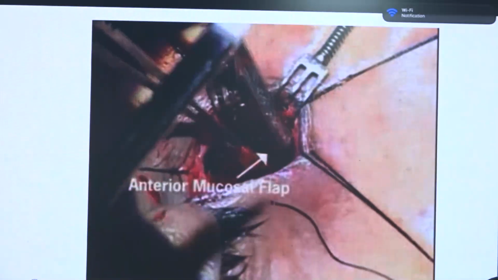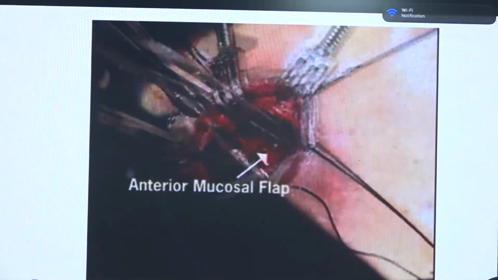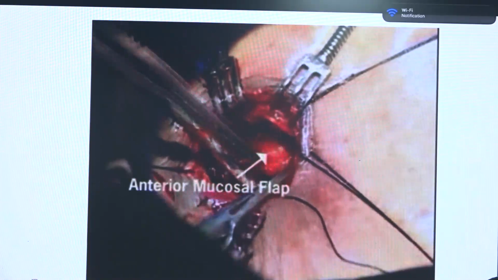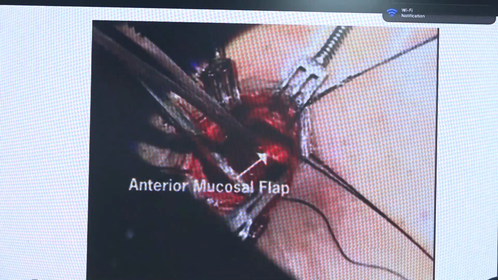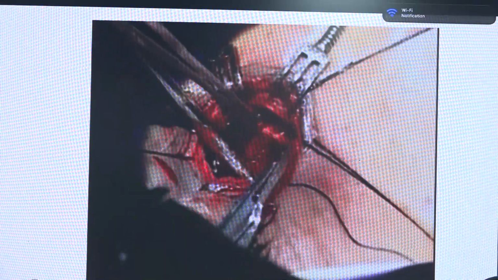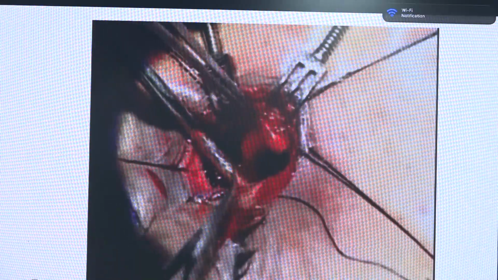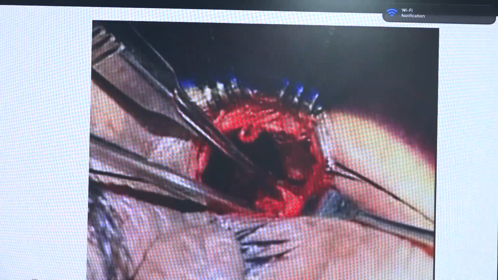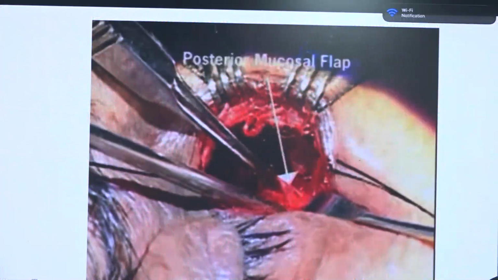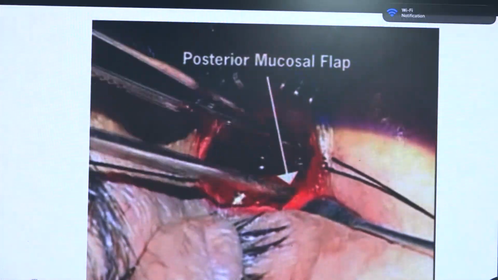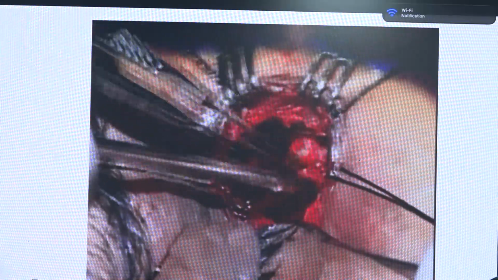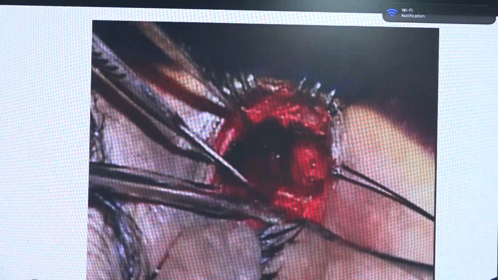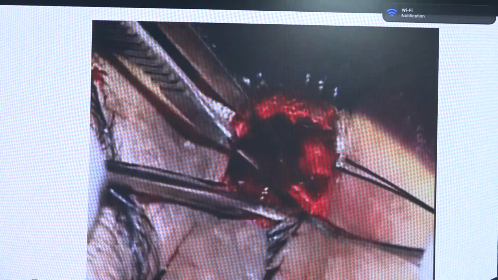The anterior nasal mucosal flap is seen here. It is being fashioned further. And this here is the posterior nasal mucosal flap. The flaps can be made quite large if the bony opening is adequate.